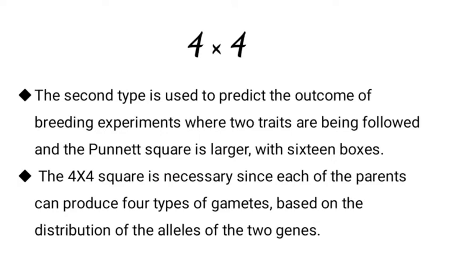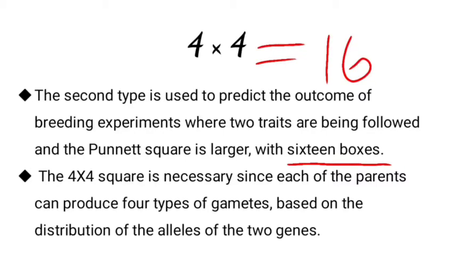Then the next one is 4 cross 4. The second type is used to predict the outcome of a breeding experiment where 2 traits are being followed. Here the Punnett square is large, with 16 boxes. We can calculate it and simplify ourselves: 4 into 4 is 16.